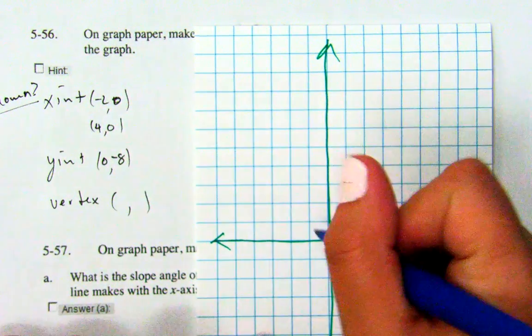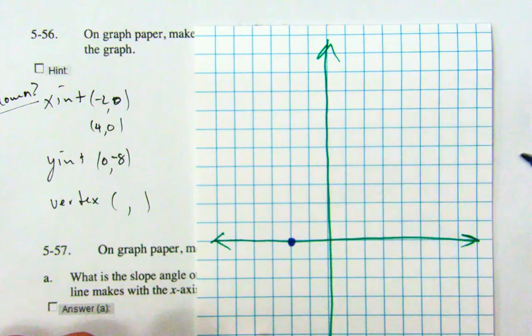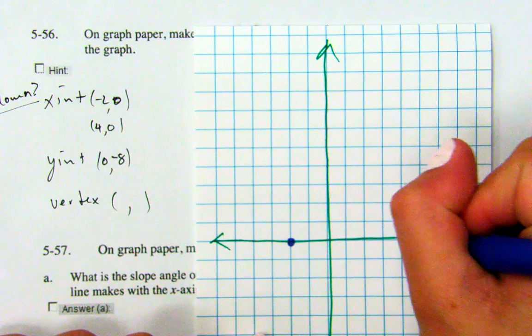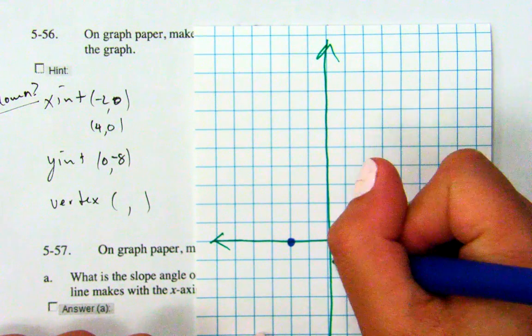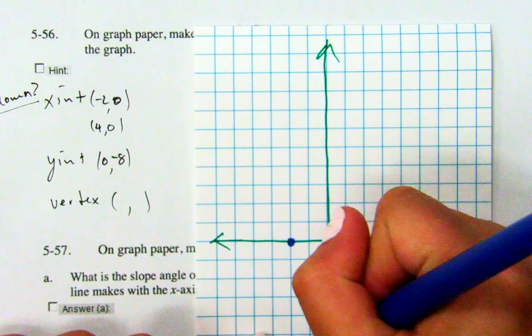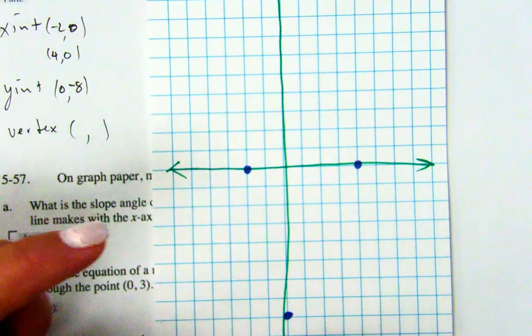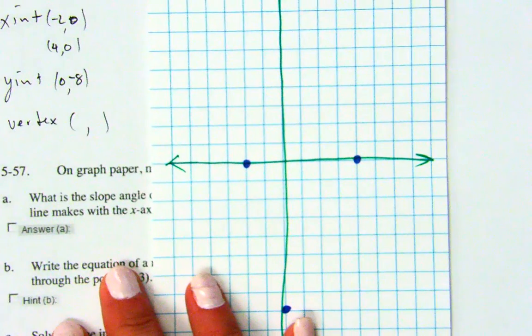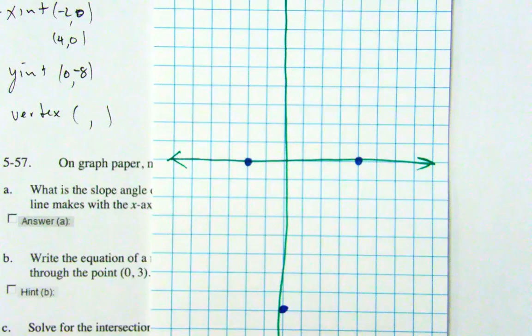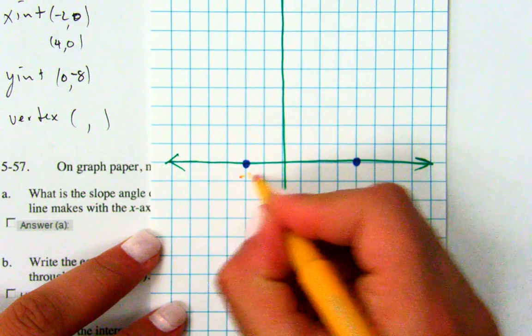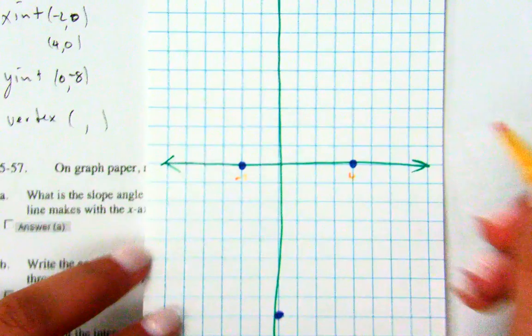Okay, so what do we have? -2 and 0. And then 1, 2, 3, 4 and 0. 1, 2, 3, 4, 5, 6, 7, 8. This is my y-intercept. Okay, so that means my vertex has to be somewhere in the middle between -2 and 4. There's the -2 and there's the 4. So I gotta go somewhere in the middle.